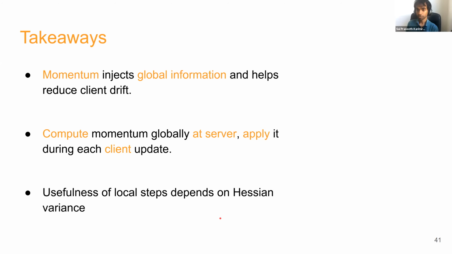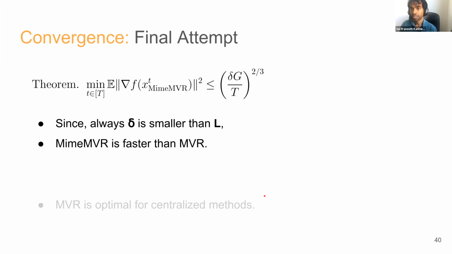Oh, there are also no known lower bounds. There are no lower bounds for the federated learning setting which say, if the Hessian variance is small and you can take an infinite number of local steps, what is the optimal rate you can get? MIME gets this rate by taking some L over delta local steps, but it's not clear if this is actually optimal. There are no lower bounds known. So that's also a really interesting question.